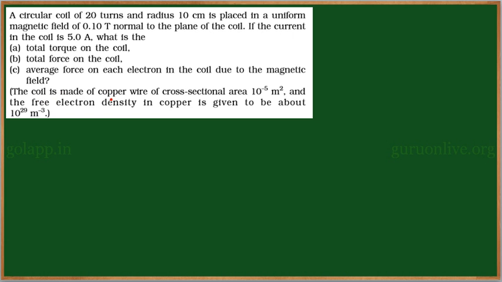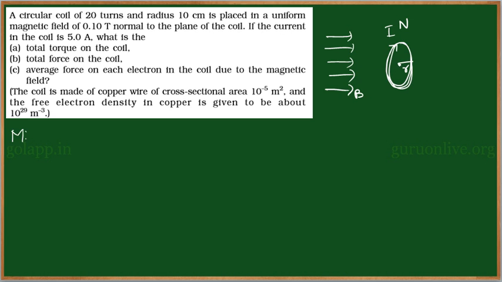The coil is made of copper wire of cross-sectional area 10 to the power of minus 5 meter square, and the free electron density in copper is given to be about 10 to the power of 29 per meter cube. Our motive is, given a circular coil having some n turns and some radius r, with some current flowing in the copper wire, kept in a uniform magnetic field B such that the plane of the coil is normal to the field.